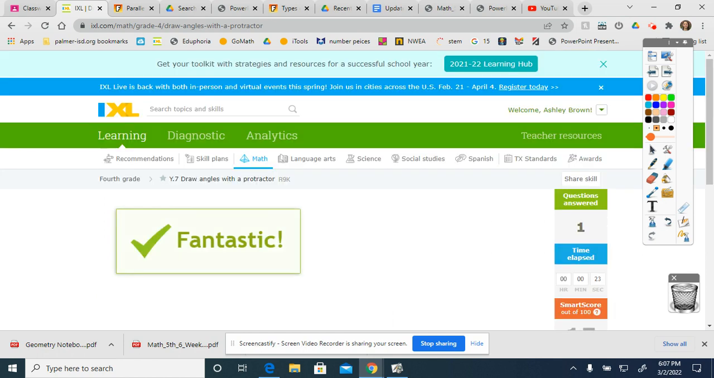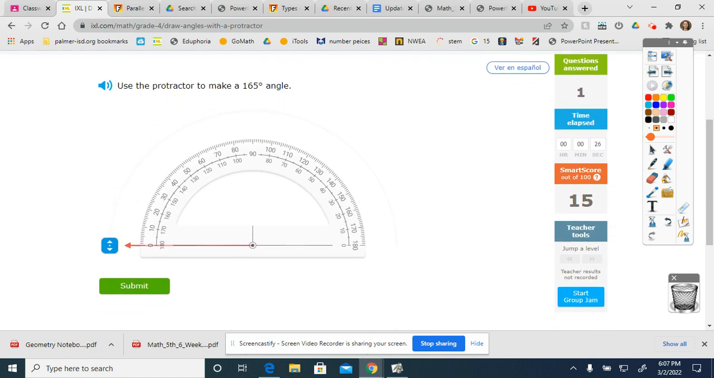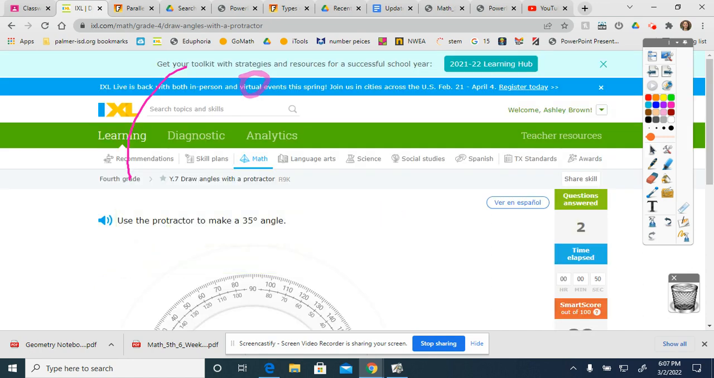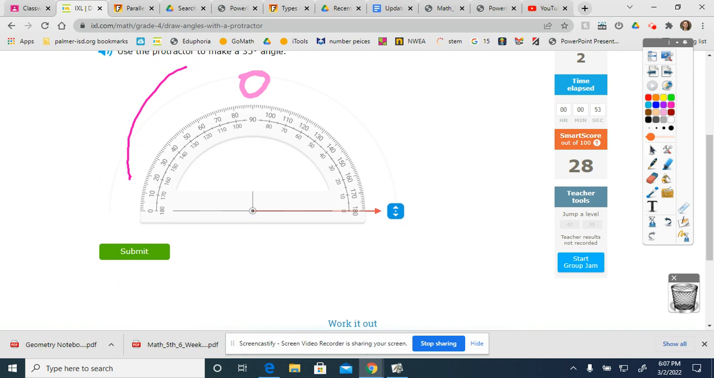Okay. So here it says right here, make a 165-degree angle. Okay. We're on the other side. So now I'm going to read the top numbers. So, oops. Let me grab a pen there. So dragging this over, 165 right there. Okay. There is only one level to this. It should not take that long for you to complete this today.